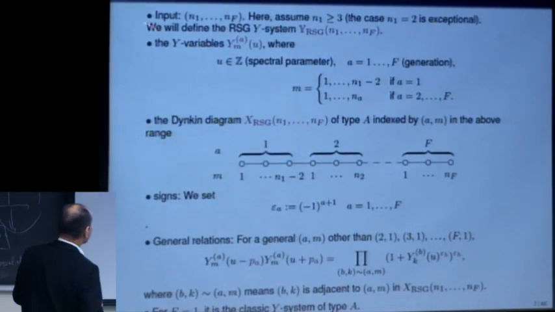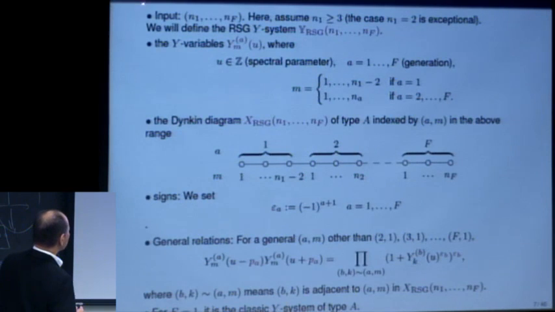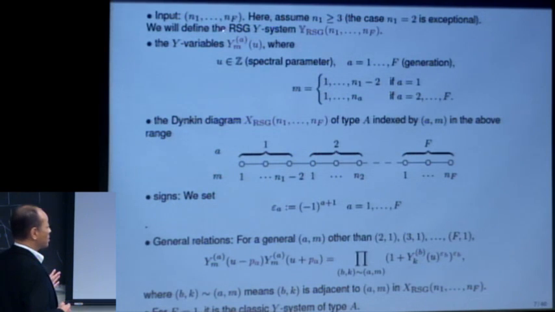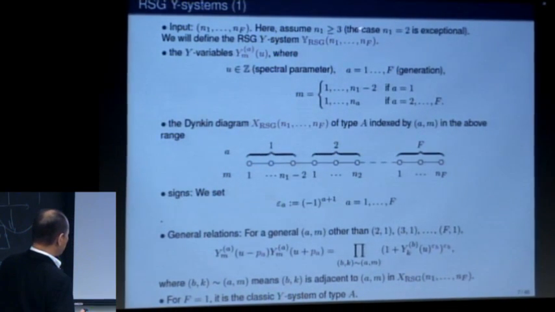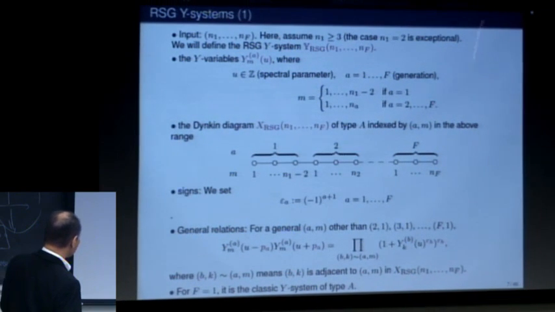Okay, now it's time to introduce, first, the reduced one, which is a little bit simpler, so I start from the reduced sine-Gordon Y system. So the input is just this sequence of integers. I mean, this is just a continued fraction. Okay. So for technical reasons, we assume n1 is greater than 3, but it's not so important here.